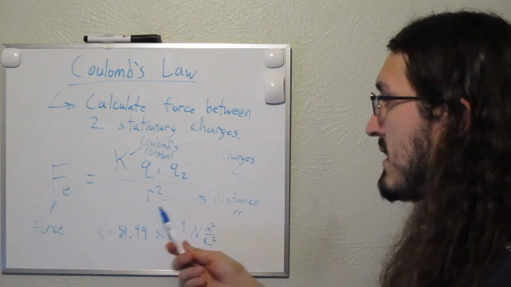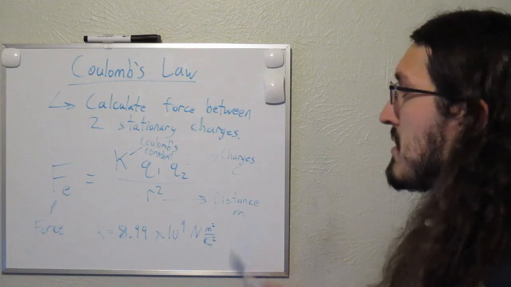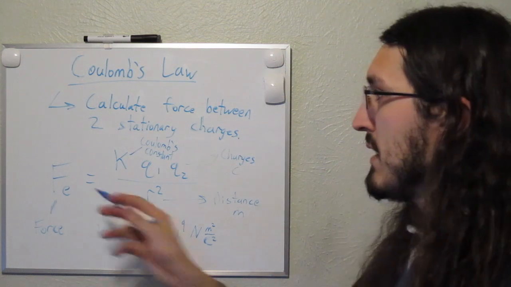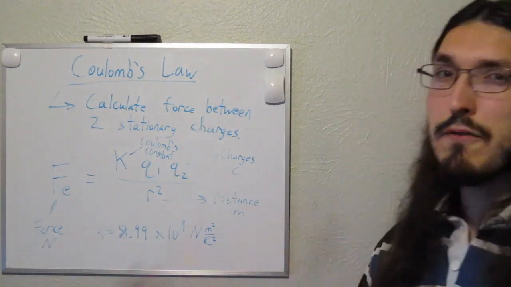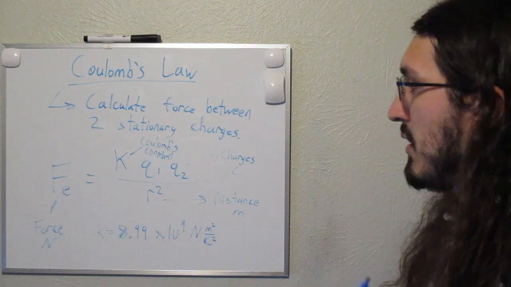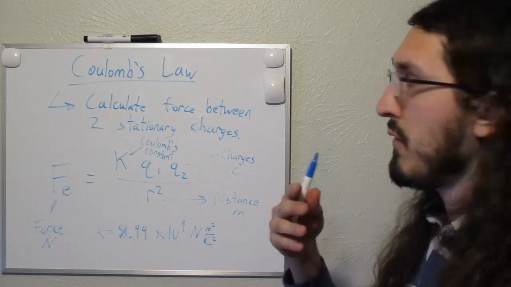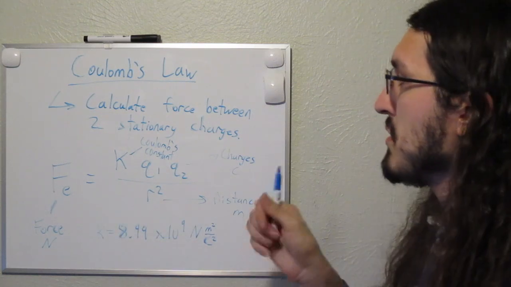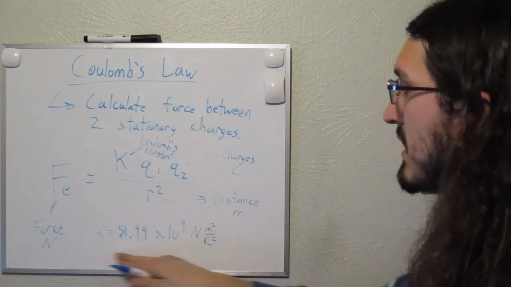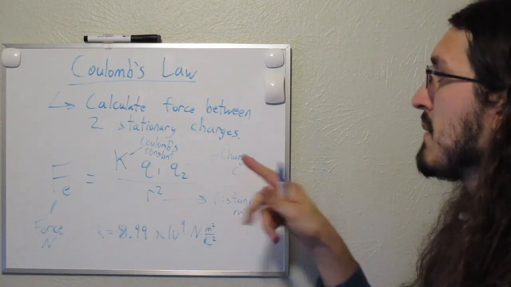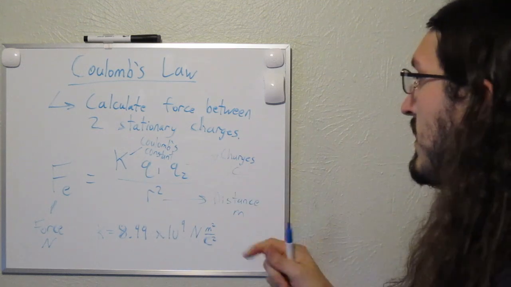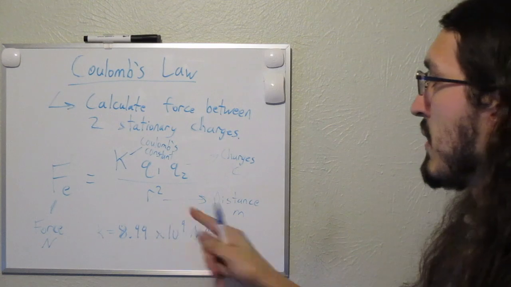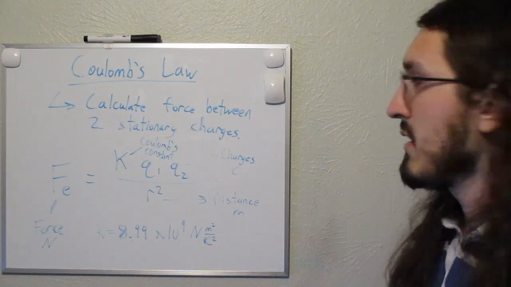Because R is a distance, it's going to have units of meters. And I forgot to mention that because we are dealing with force here, the unit for force is a Newton. So altogether, our equation for force given by Coulomb's law says that the electric force is equal to K, which is Coulomb's constant, times Q1 times Q2, the two charges, divided by R squared, or the distance between those two charges, squared.